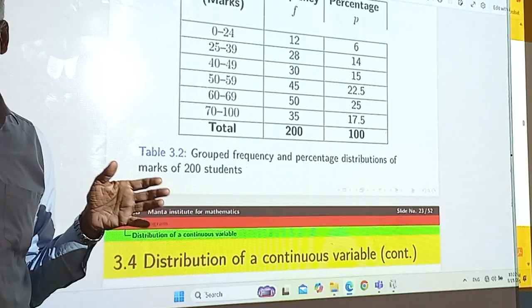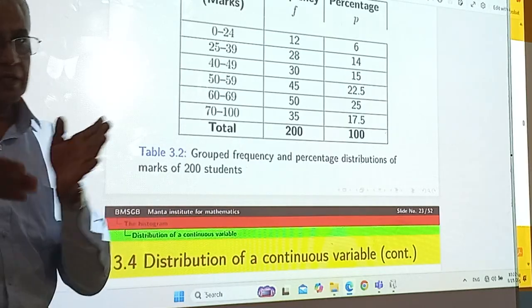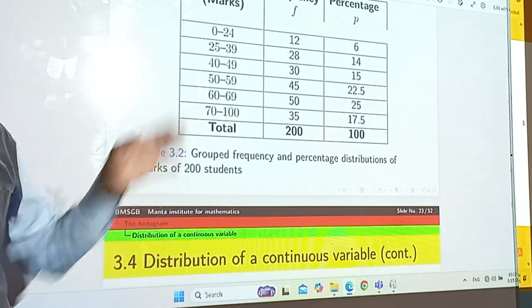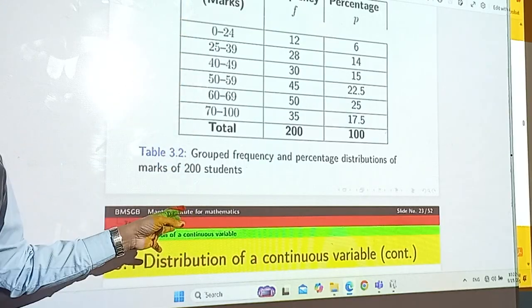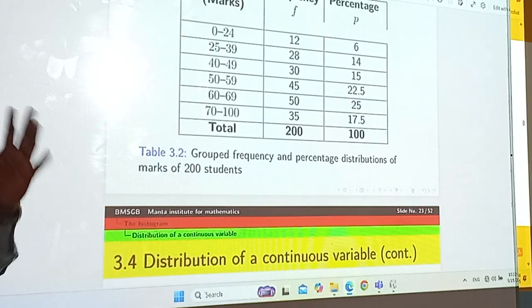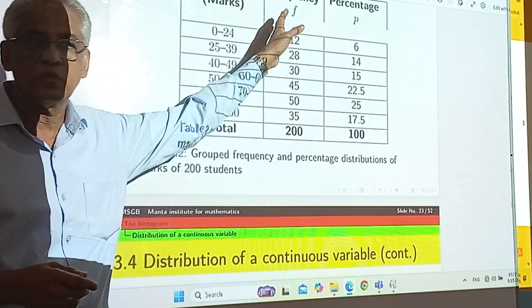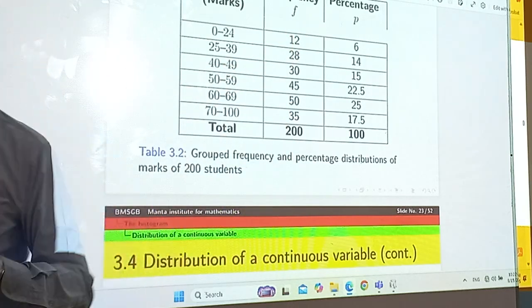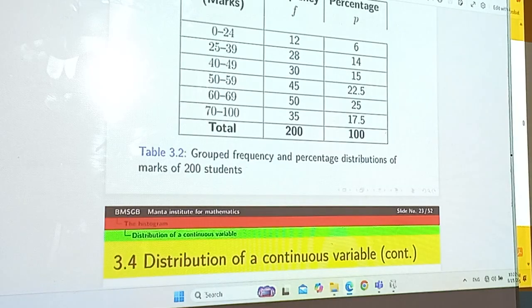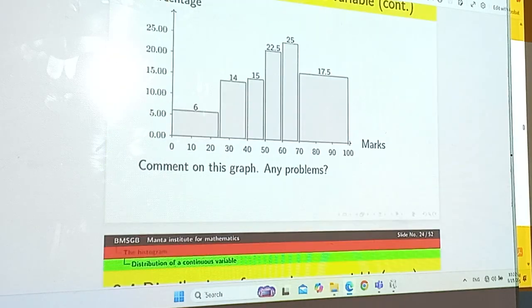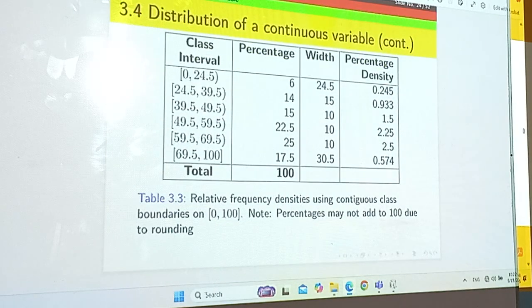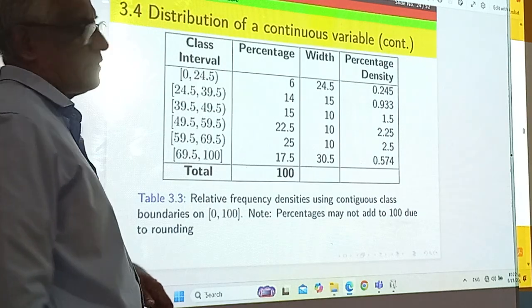If you make this like that, then there will be no gaps, but the same meaning will be there. Meaning is not going to change. Therefore, these frequencies can be used as they are. We don't have to change the frequencies. So that's what we usually do. In that kind of situation, we recreate our class intervals like this.